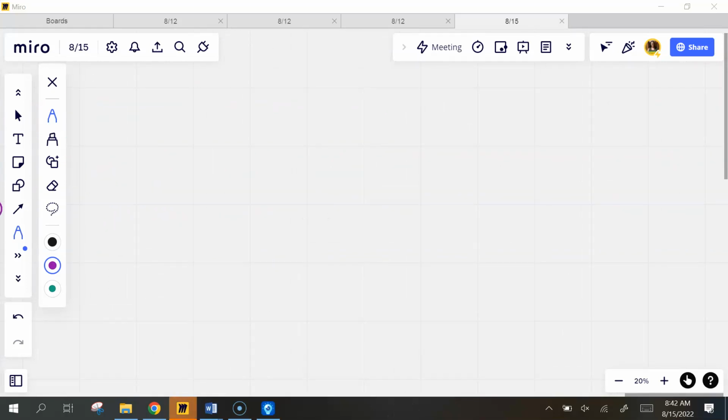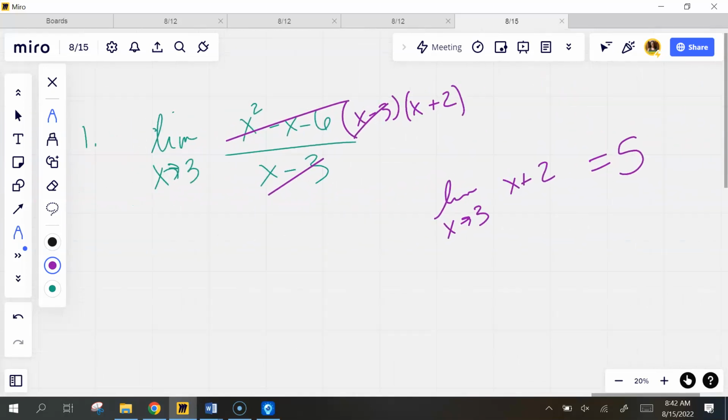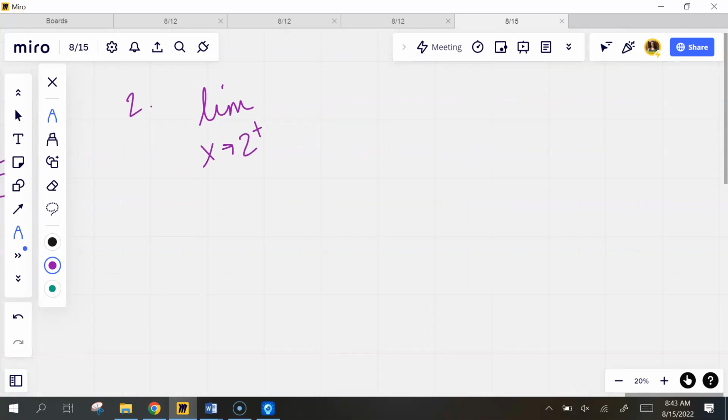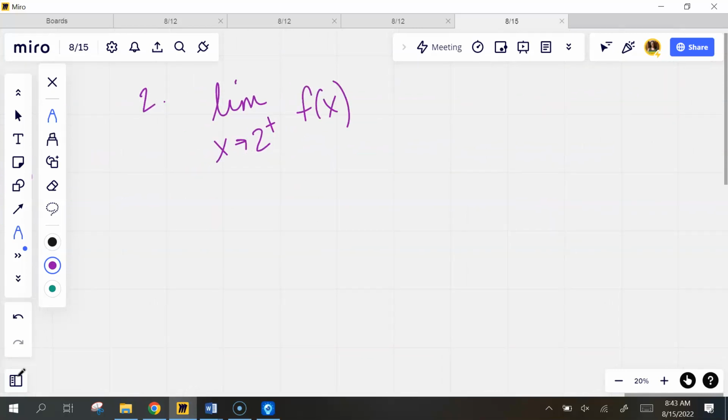What kind of discontinuity is that called? Removable or non-removable? Removable. Why do we call it removable? There's a hole and I can remove that algebraically. So it's called a removable discontinuity. How about this one? Find the limit as I approach 2 from the right if f of x is 3x plus 1 or 5 over x plus 1.